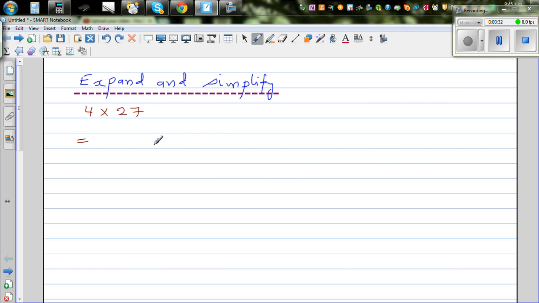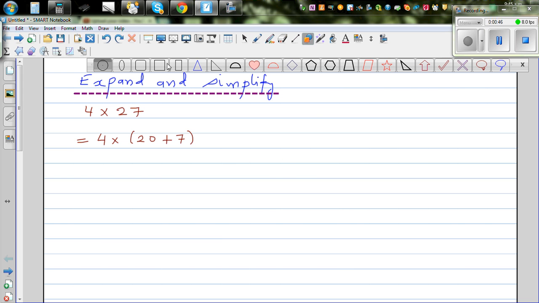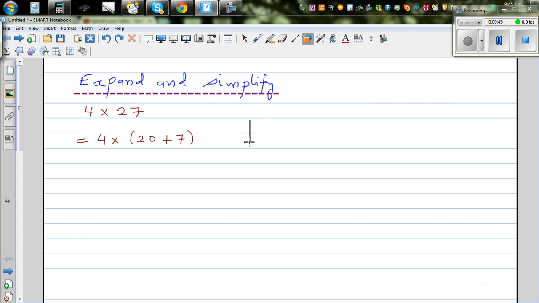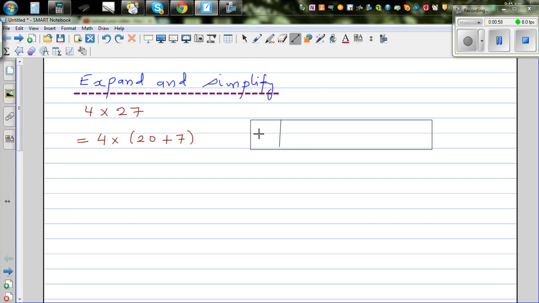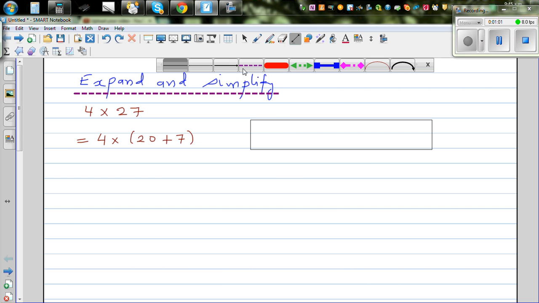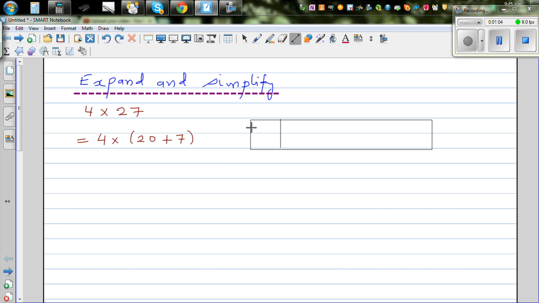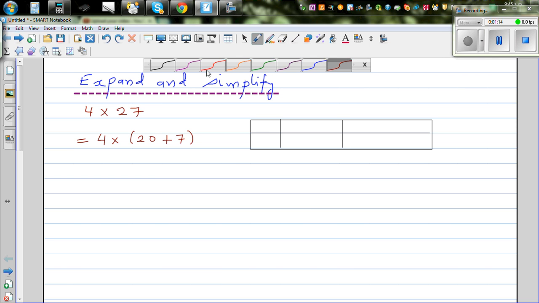To explain the skill of algebra in numbers, you can say this is 4 times 20 plus 7. You can also put this in a grid form if you want to understand it that way. So let's write this in a grid form. You can understand grid multiplication. Let me draw a line here. I want to explain expanding in a grid multiplication form.